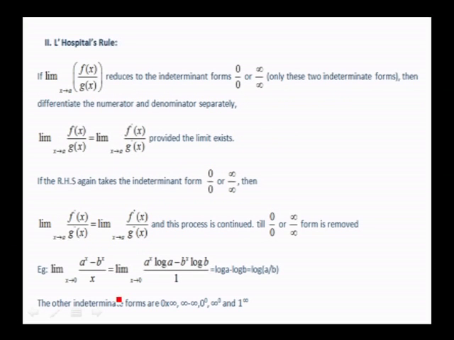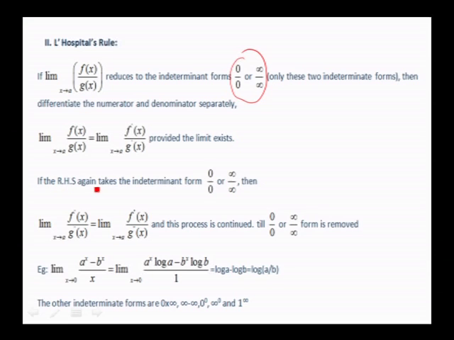Next is L'Hopital's rule. Many students read this name incorrectly, but he was a French mathematician, and it should be pronounced L'Hopital's rule. This is a very important tool in finding limits of functions. If you have the limit of f(x) by g(x) as x tends to a, and this takes the form 0 by 0 or infinity by infinity, that's very important, only then can you apply L'Hopital's rule. You can differentiate the numerator and denominator separately and write the limit of f(x) by g(x) as equal to the limit of f dash x over g dash x, provided the limit exists.